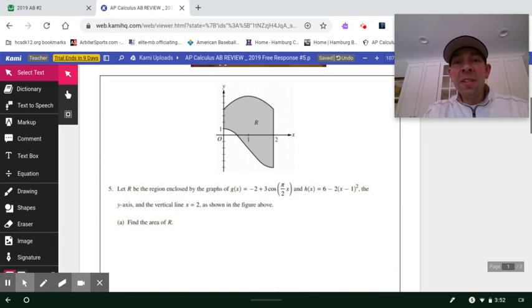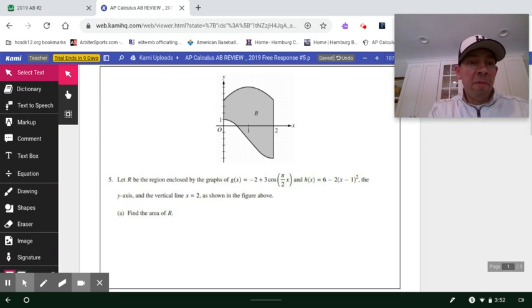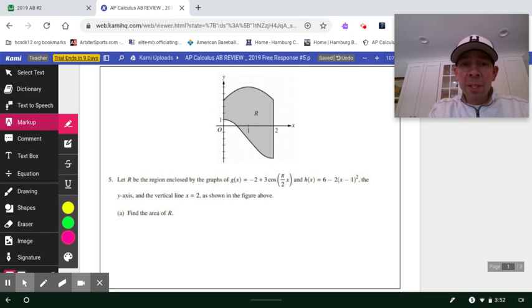Now, this is a non-calculator question since it's number 5. And we've been given 2 functions. And now we're going to try to sort out who's who here. Now, this g of x function is made up of cosine. And so that's going to be this bear right along here. So there's your g function.